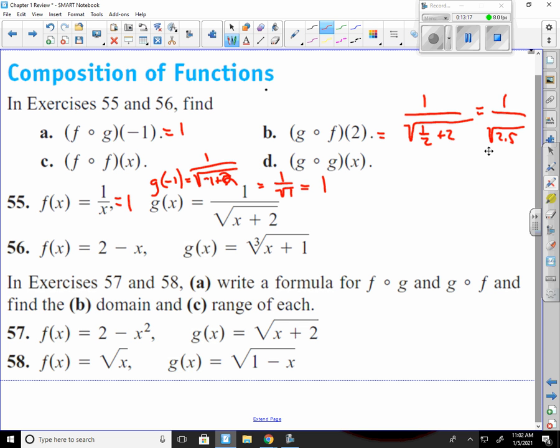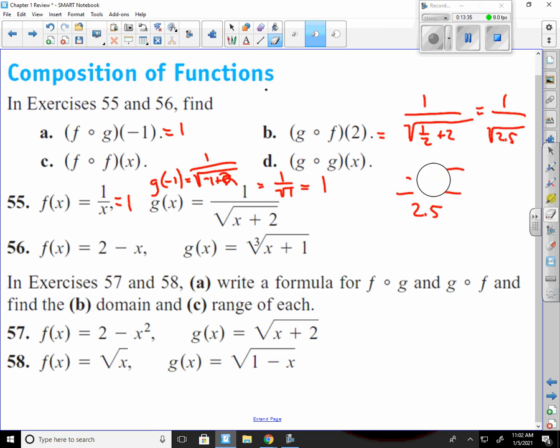I could also multiply, which is going to be even better. Multiply both the top and bottom by the square root of 2.5, which is going to cancel that bottom out. It's just going to be 2.5. On the top, this is now square root of 2.5 over 2.5. And that's it. And that process is just rationalizing the denominator.